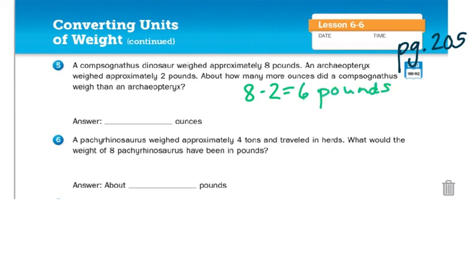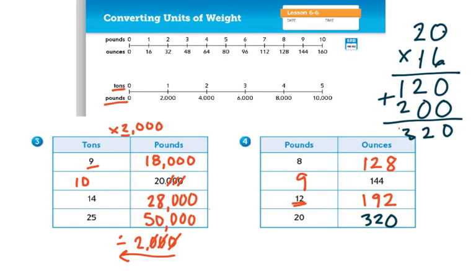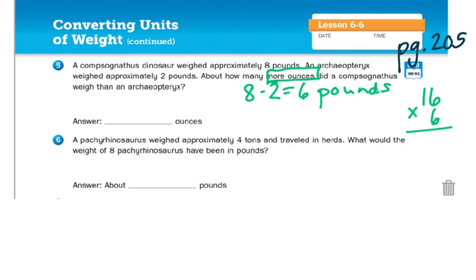But notice it's asking how many more ounces. So we have to convert 6 pounds to ounces. So you can do it a couple of ways. You could take 16 ounces times 6 pounds and figure it out that way. Or you could go back to our converting of units. I'm going to go ahead and multiply. 6 times 6 is 36. Carry over my 3. 6 times 1 is 6, plus 3 is 9. 96 ounces.